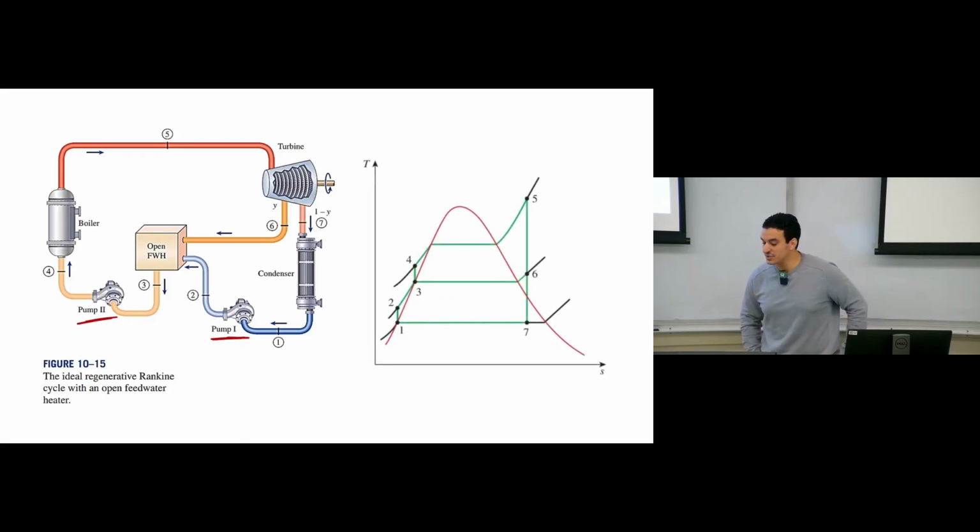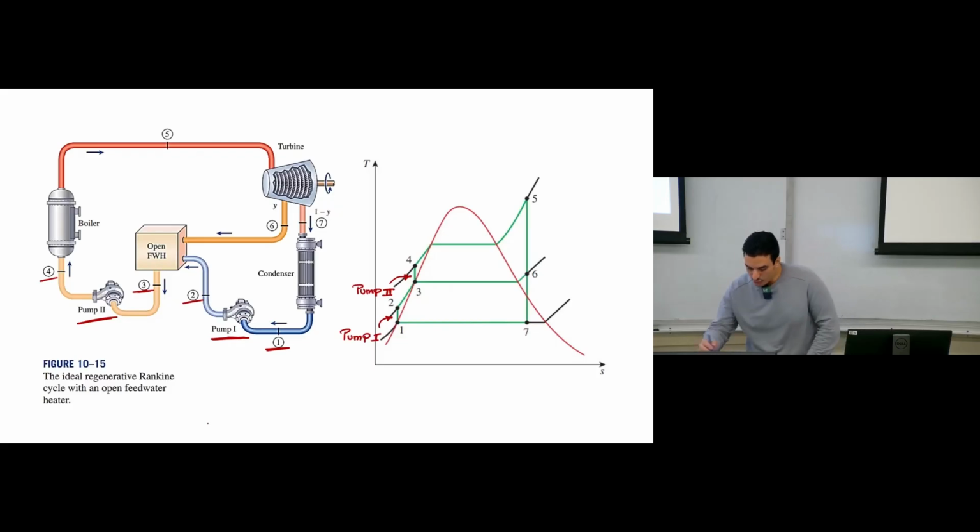And this is how the TS diagram will look. So we have 1, 2. This represents the first pump, because this is the inlet, so state number 1 to state number 2. Pump number 2 is state number 3 to state number 4. So this is another pump. So this is pump 2, and this here is pump 1.